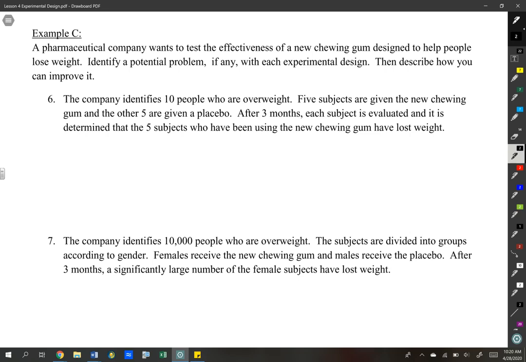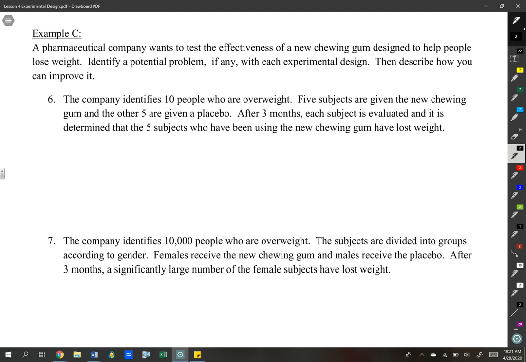The company identifies 10 people who are overweight. 5 subjects are given new gum and 5 subjects are given a placebo, which is a fake gum. Or it's a real gum, but it doesn't actually have a treatment. After 3 months, each subject is evaluated, and it is determined that the 5 subjects who have been using the new chewing gum have lost weight.